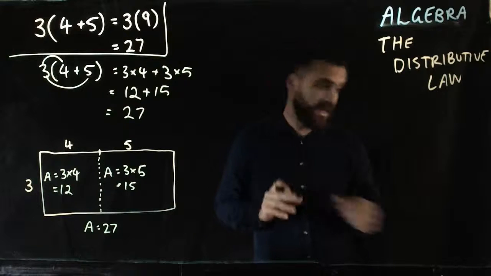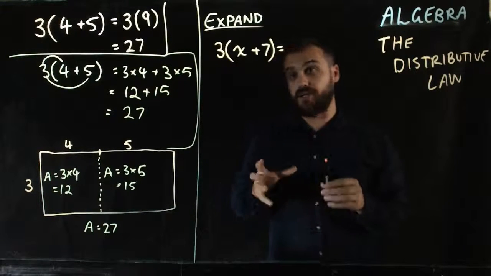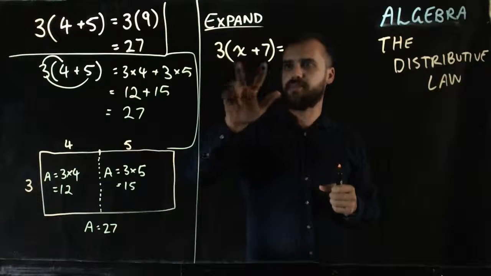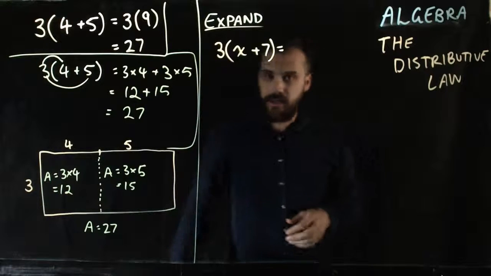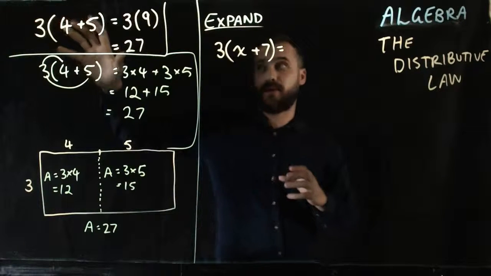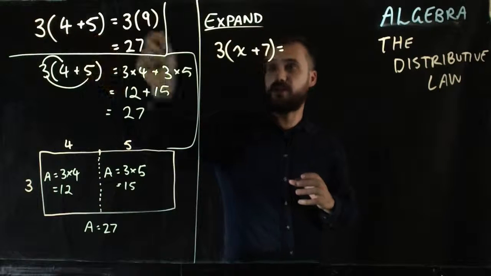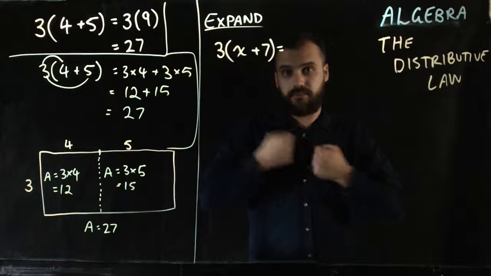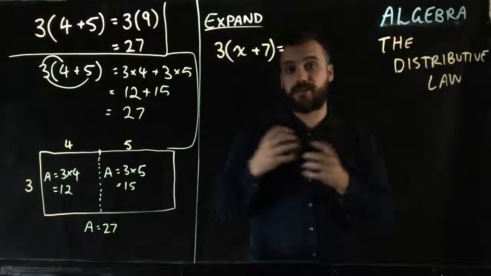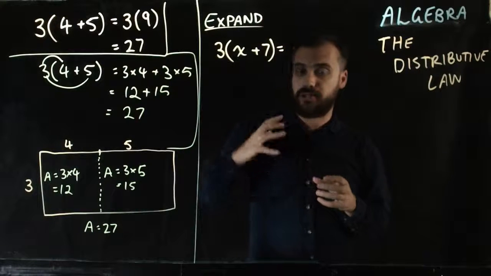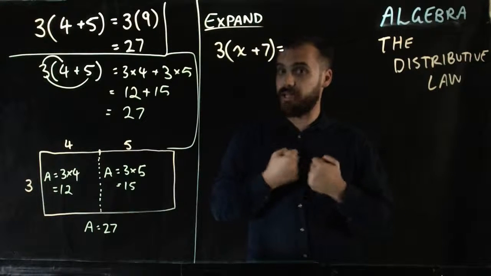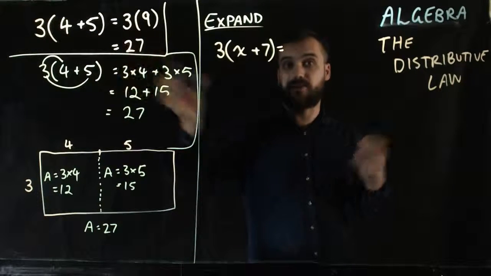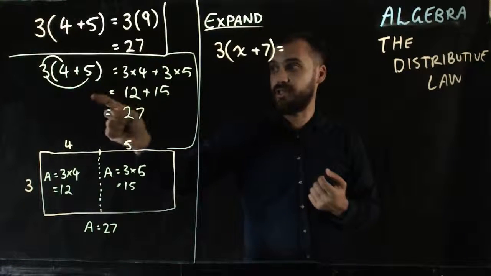Let's take a look at an example of that. So here we have a question. Expand, that means get rid of the brackets, 3 times (x plus 7). Now, a lot of us would want to go to our first method here. 4 plus 5 is 9. Now, if we try that here, x plus 7, they don't work. You can't add x plus 7 because they're not like terms. And you guys know that you can't add like terms. So we can't do this bit. We can't do the bit where we add those two bits together. So we're stuck. Unless we use this.